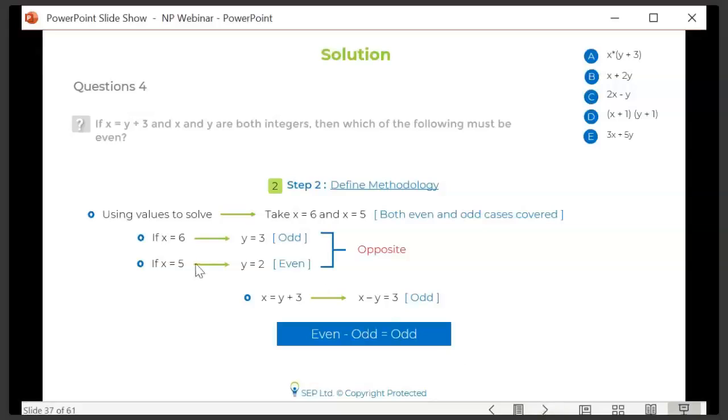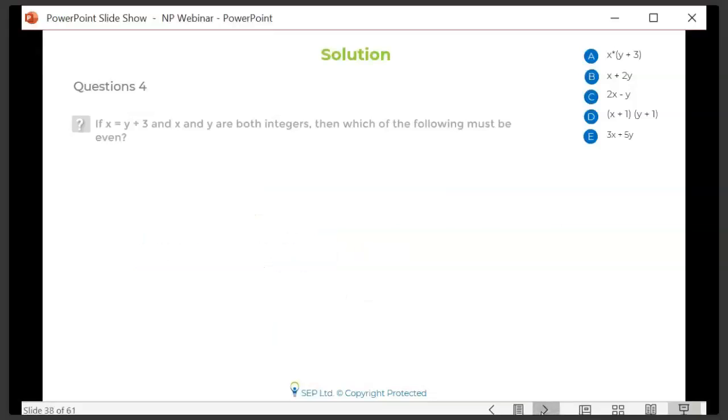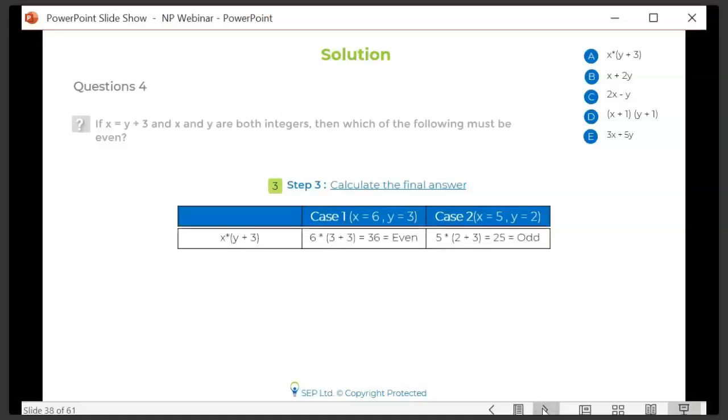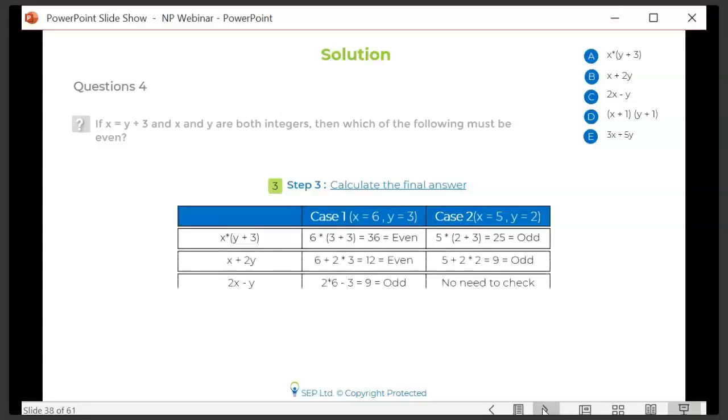Either you take numbers the way I have written here, 6, 3, 5, 2, or you write even, odd, and solve it. I don't have a problem with what you want to use. But as I told you, I was talking about taking numbers. That's why I'm taking numbers and showing it to you. So you can take 6, 3, 5, 2. You can take some other values also. And once you take it, you just plug in these values in each and every option and check in which case you are getting even in both the cases.